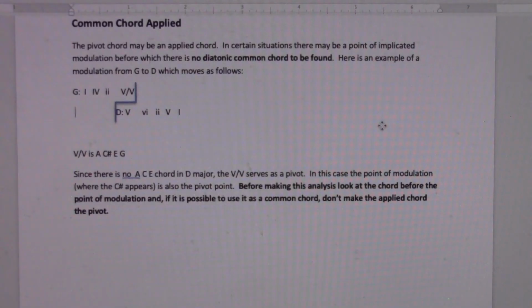So the final advice, before saying that you have a common chord applied type, look at the chord before the point of modulation. If it is possible to use it as a common chord, that is, if it fits in both keys diatonically, don't make the applied chord the pivot, or you'll be incorrect.